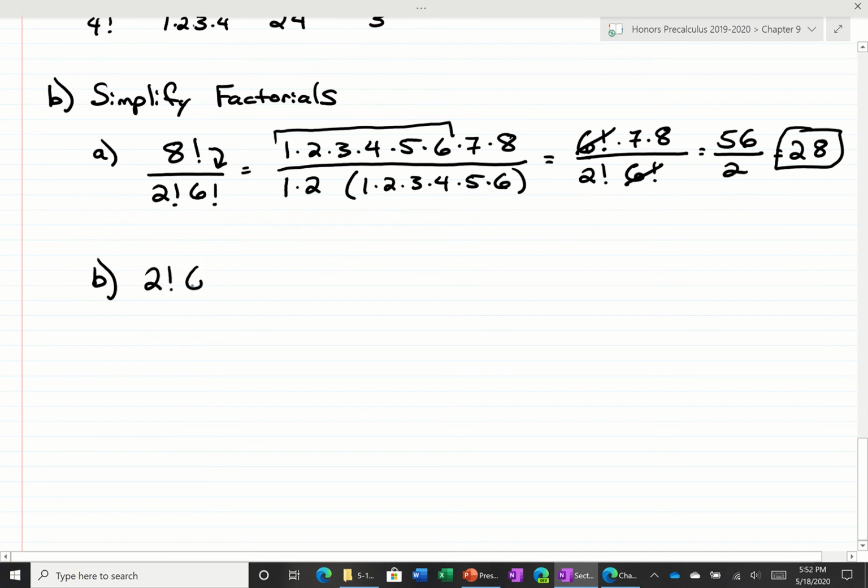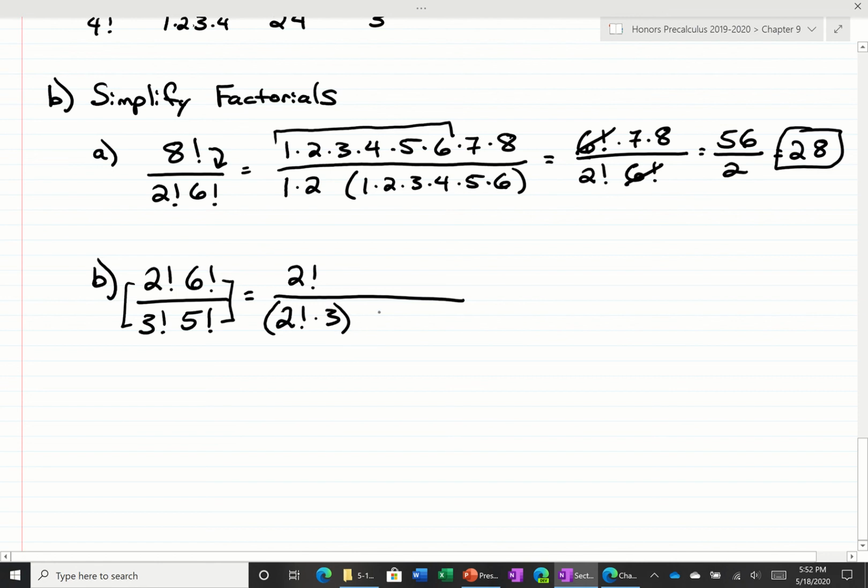What if we had 2 factorial times 6 factorial, over 3 factorial times 5 factorial? The way I would break this up is I could see that 2 and 3, maybe I could do something with, and the 6 and 5, I would do the same thing. So I would write 2 factorial, but instead of 3 factorial, I'm going to make it 1 times 2 times 3, or just 2 factorial times 3. Instead of having 6 factorial, in order to simplify that with the 5, I'm going to write it as 1 times 2 times 3 times 4 times 5, or 5 factorial times 6. So I could actually cancel these, and you just wind up with 6 over 3, which is 2.